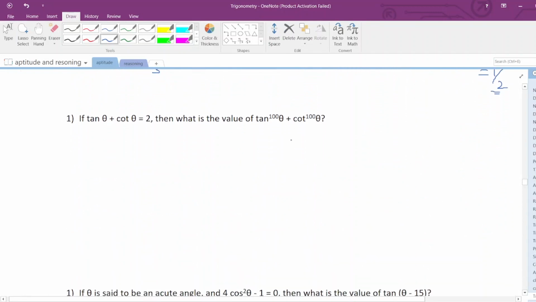When we see a question like tan power of 100 theta plus cot power of 100 theta, we immediately skip it, but basically it's a very easy thing. See, note down the question. First read the question. If tan theta plus cot theta is equal to 2, then what is the value of tan power of 100 theta plus cot power of 100 theta? So now what should we do? First of all, note it down: tan theta plus cot theta is equal to 2, right?